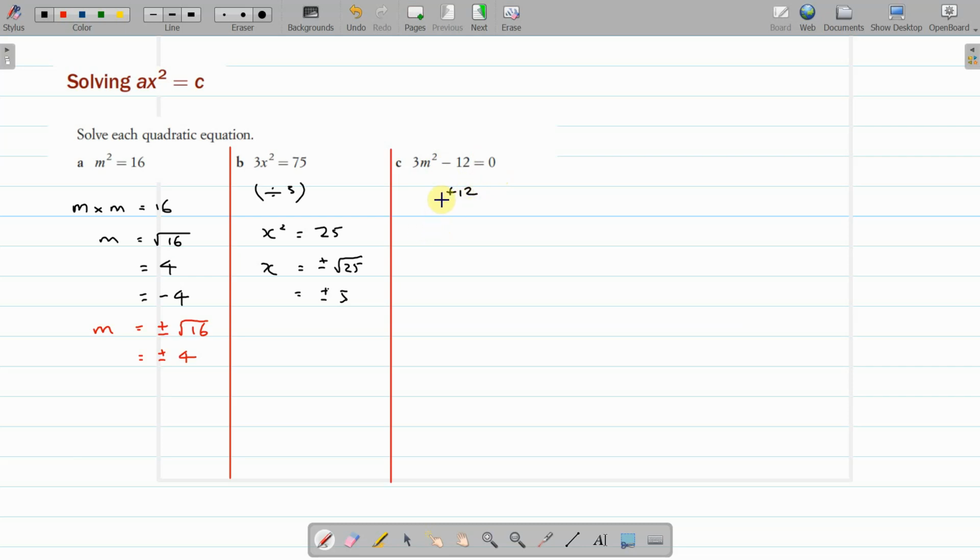And that leaves you with 3m squared, and we add 12 to here, we get 12. Then we do like we did over here, divide by 3. That leaves us with m squared equals 4. m equals the square root of 4, plus or minus, equals plus or minus the square root of 4, which is 2. That is how you do it.